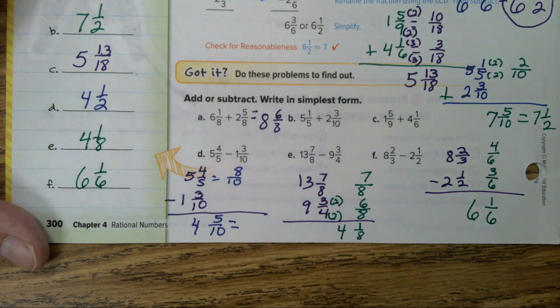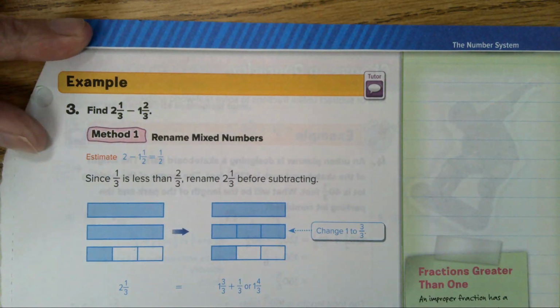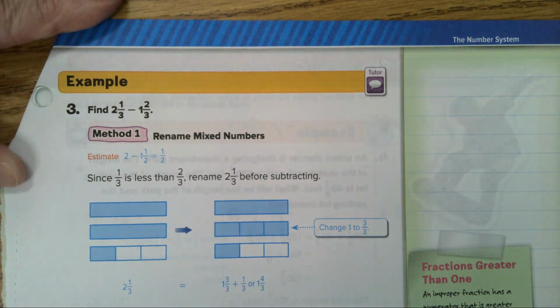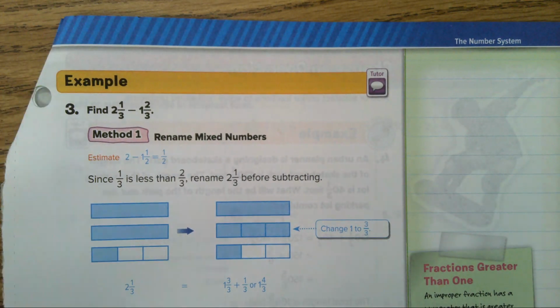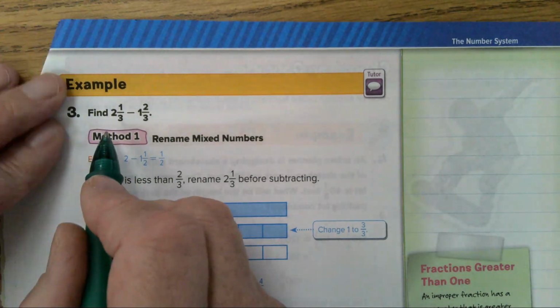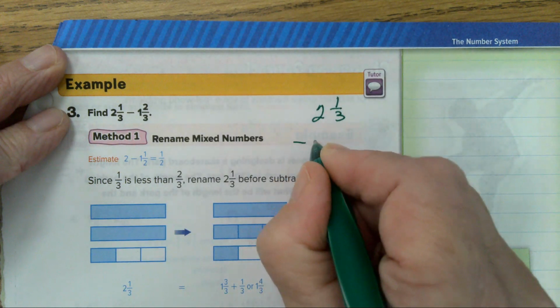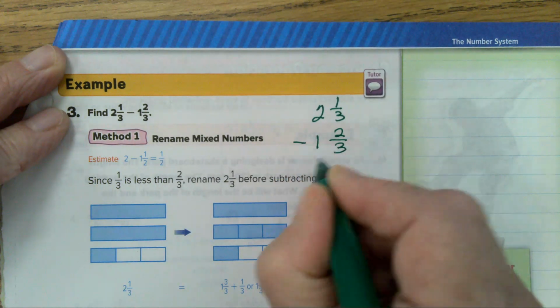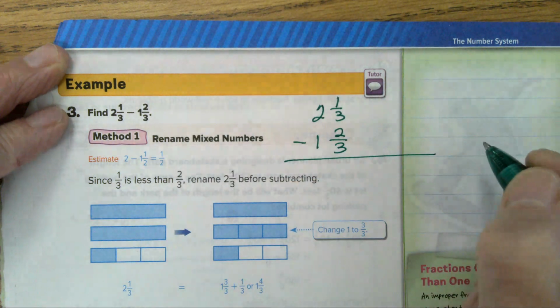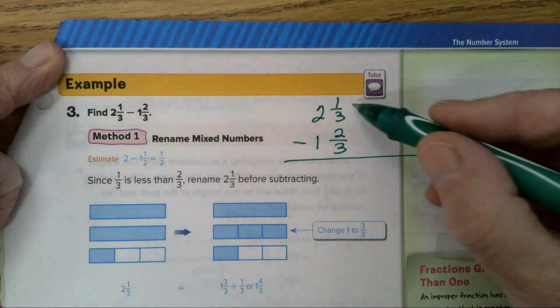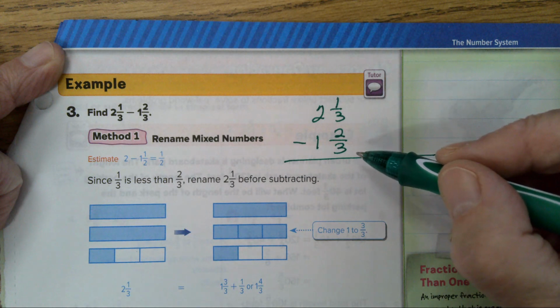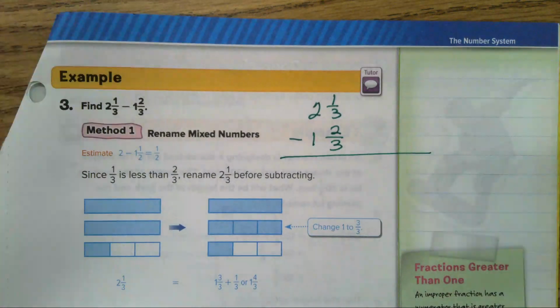Now let's go to page 301. Here we are going to have to rename our fraction because we will have to borrow from a whole number, and that's a little different. All right, 2 and 1/3, let's write it over here to the side, minus 1 and 2/3. Okay. Oh no, 1/3 cannot subtract 2/3. It needs help. So it goes, help, help.